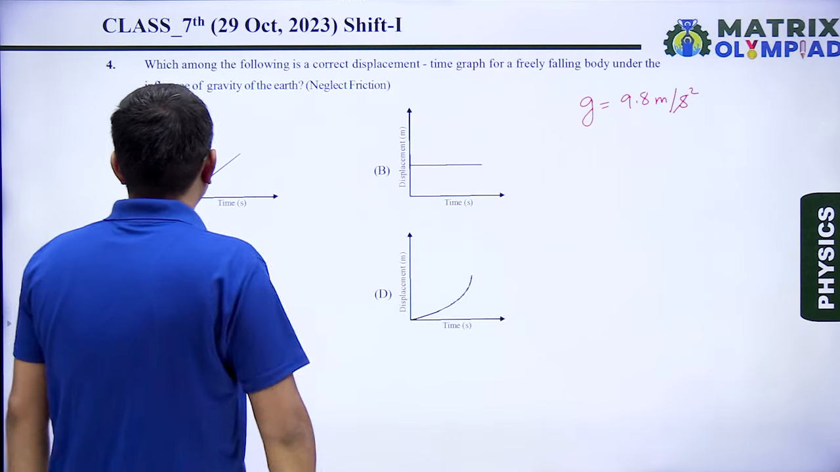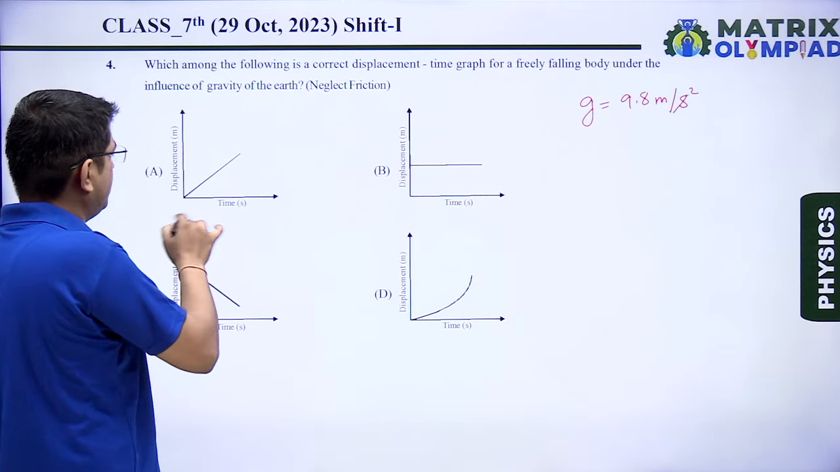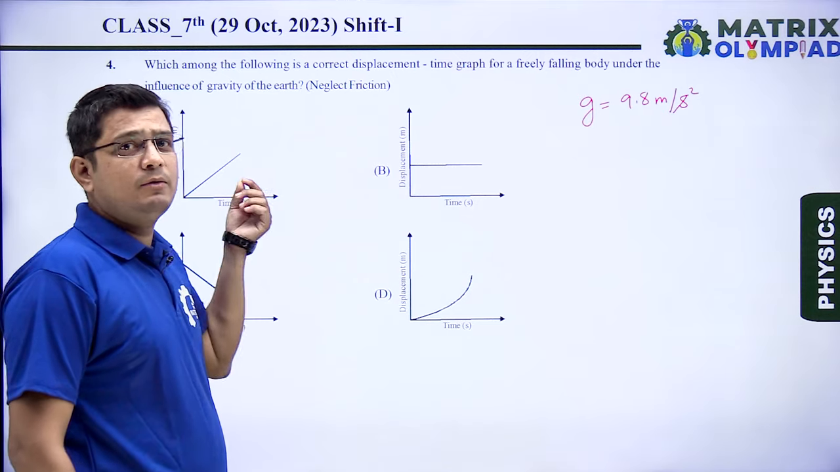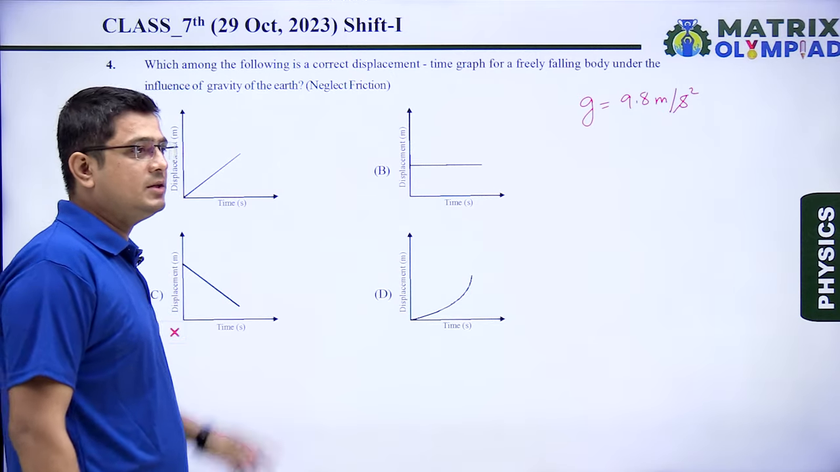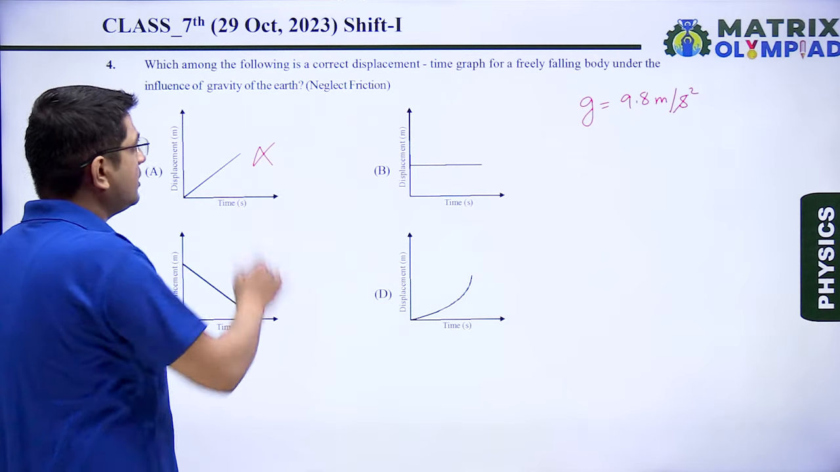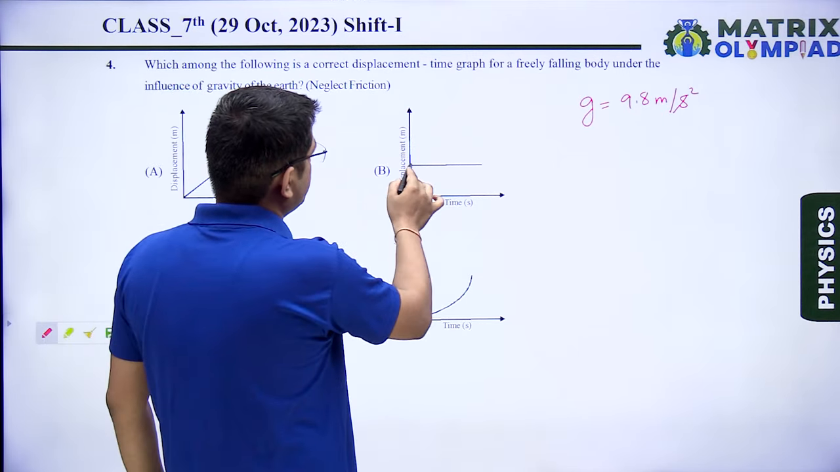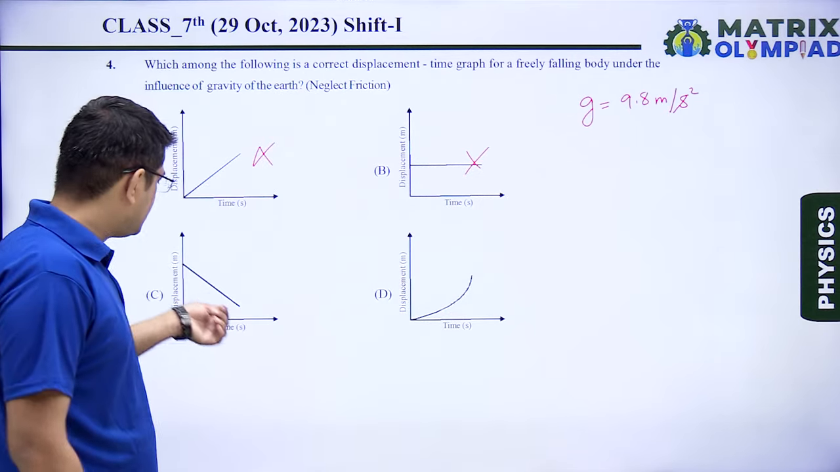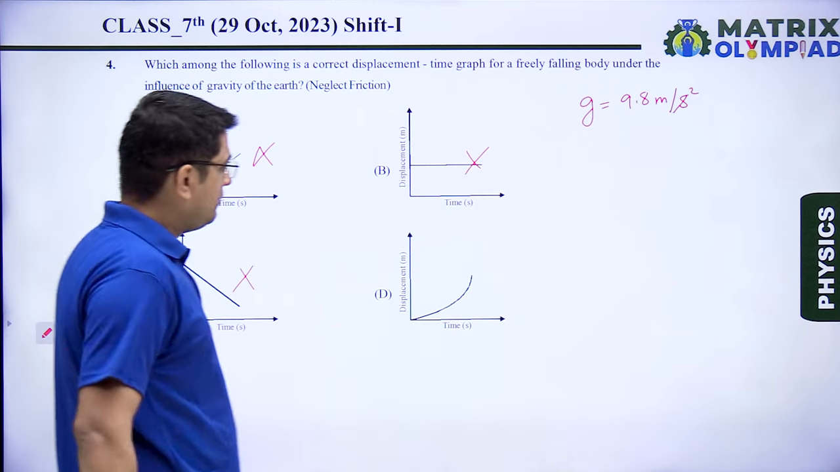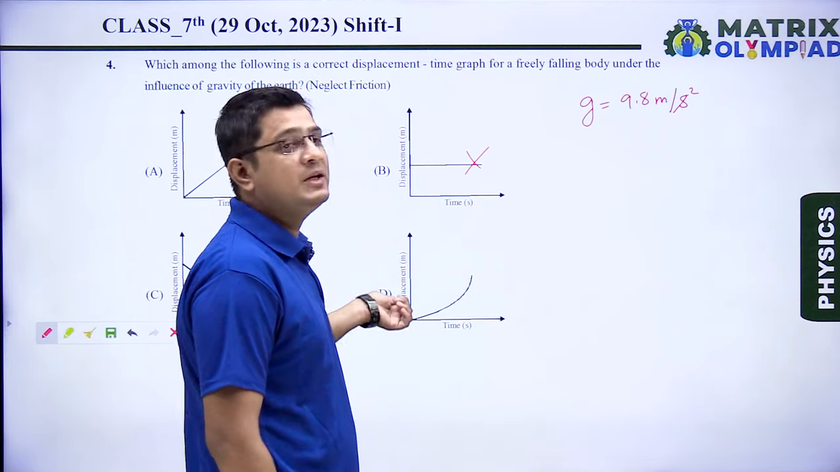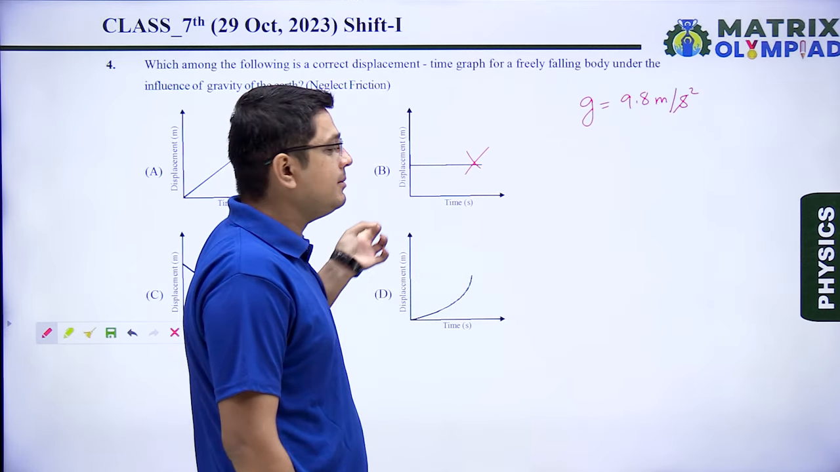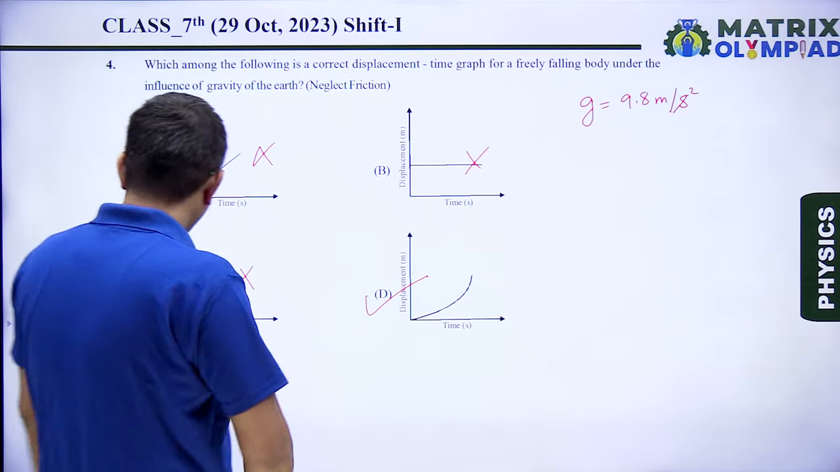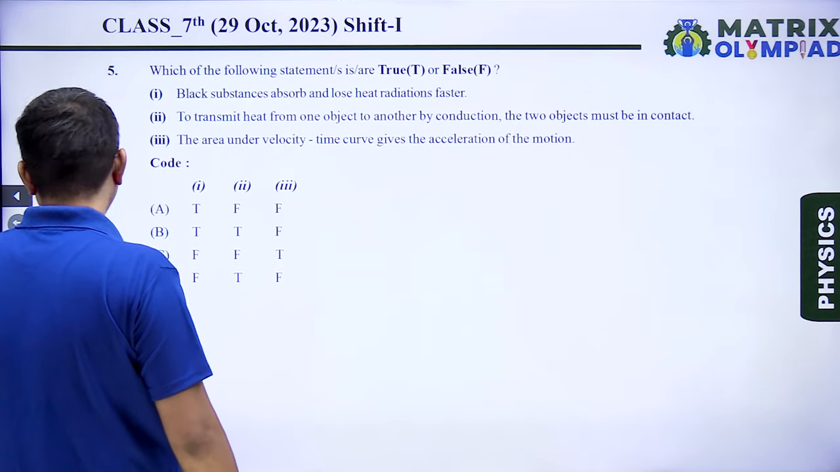In option A, the displacement and time, that is a proportionality graph. That means the object is moving fixed displacement in fixed time interval. That means in this case acceleration is zero. So this is wrong graph. Then here we can say the displacement is constant. That means body is at rest. This is also wrong. In this case displacement is decreasing with time. This is also wrong. Here we can say as the time increases, value of displacement is increasing. That means in this case we can say body is doing an accelerating motion. So correct answer will be option D. Next question, question number 5.